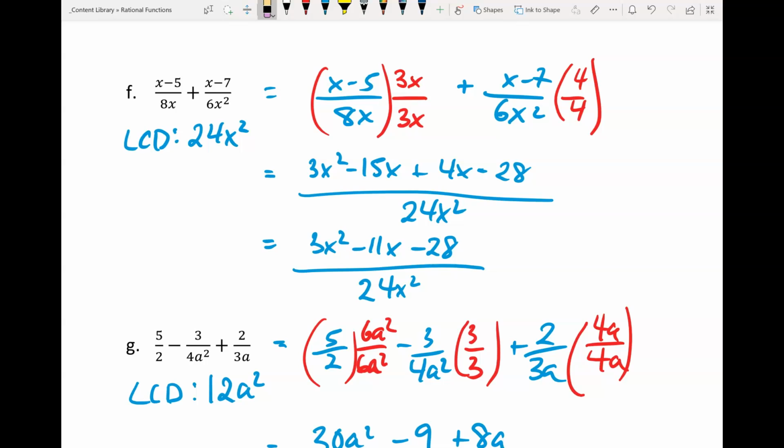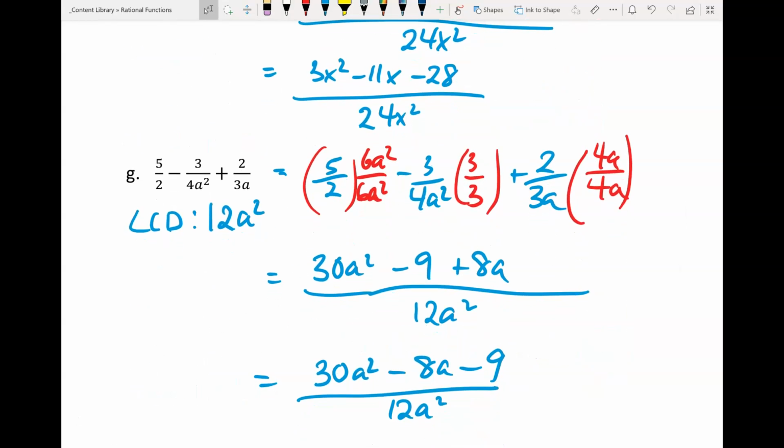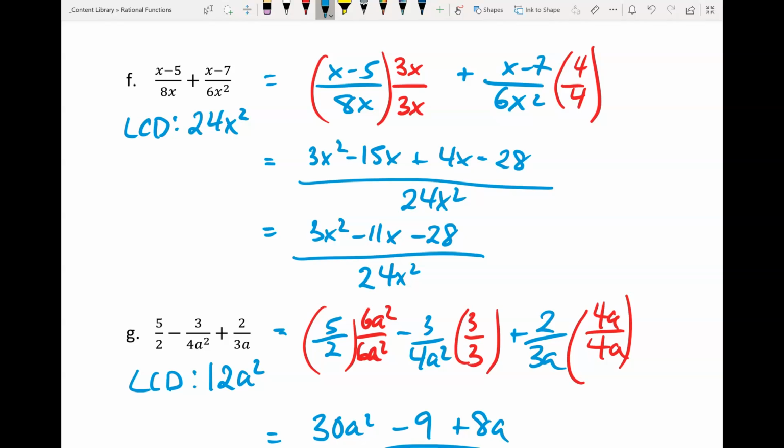So after that, I multiplied by 3x top and bottom to the first rational in order to get 24x squared as our LCD in the denominator. Then for the second rational, multiply top and bottom by 4. Your final answer from either method for your common denominator should be 3x squared minus 11 minus 28 over 24x squared. And your NPVs here should only be 1 because we have one variable and it's x equals 0.